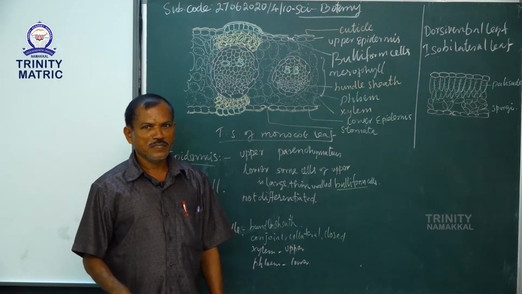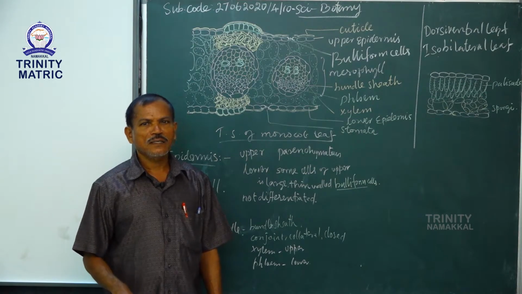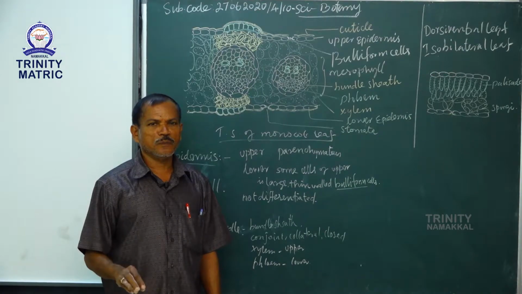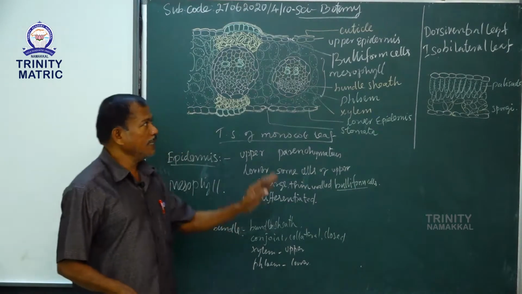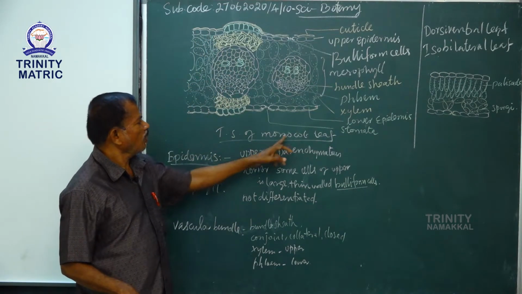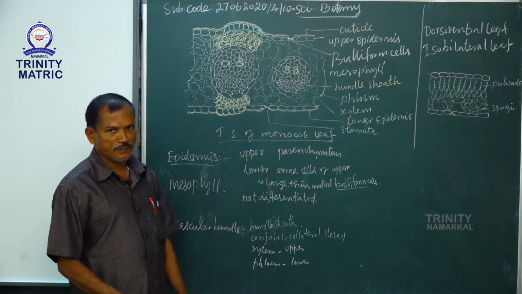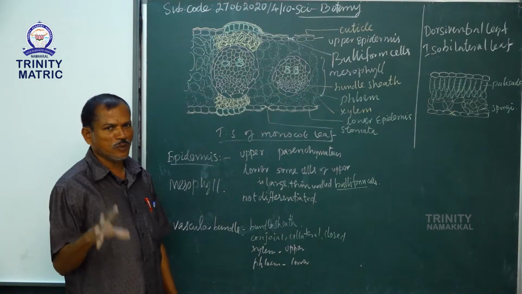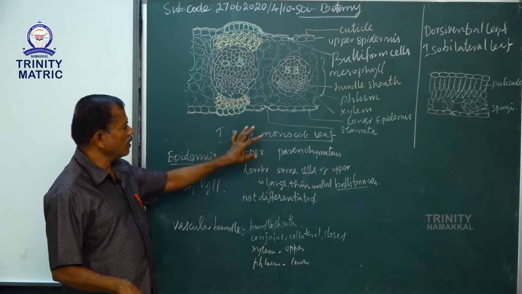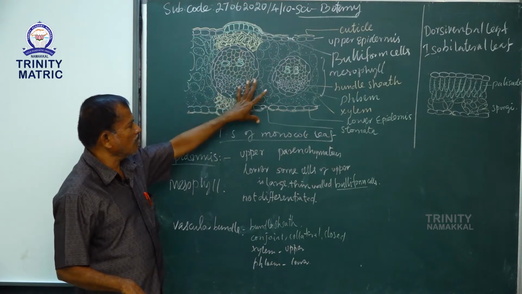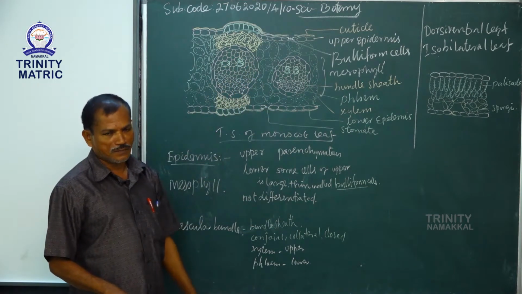In the botany subject, the first lesson is plant anatomy and plant physiology. The last bit of plant anatomy is TS of monocot leaf, the transverse section of a monocot leaf. Sometimes they ask in a 4-mark question: draw and label the structure of TS of monocot leaf. You should draw the pictures and label the parts.